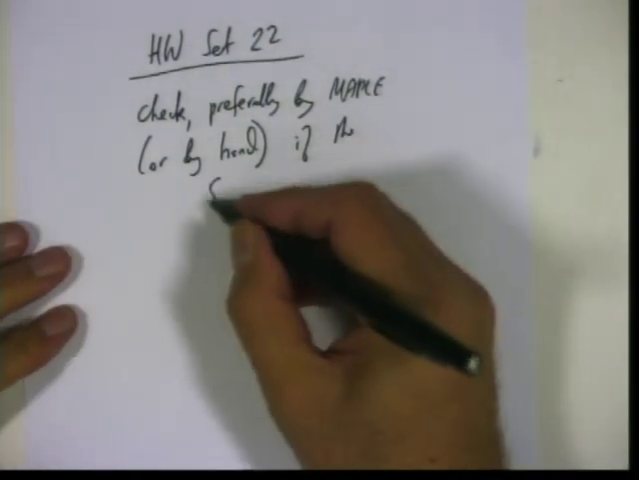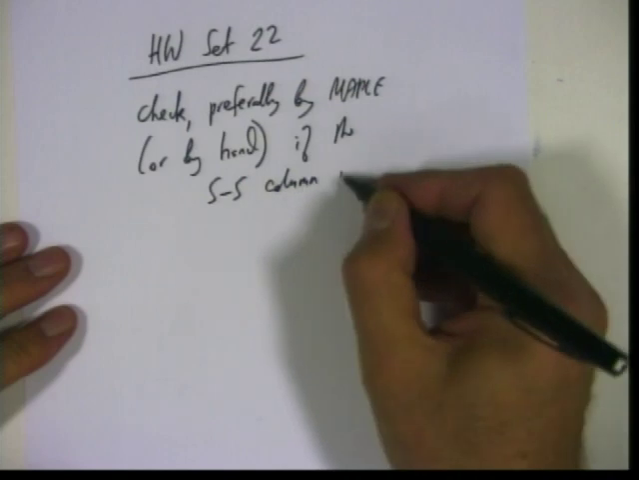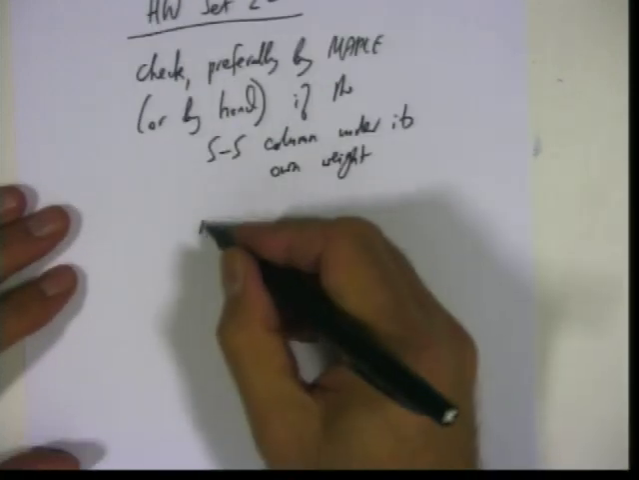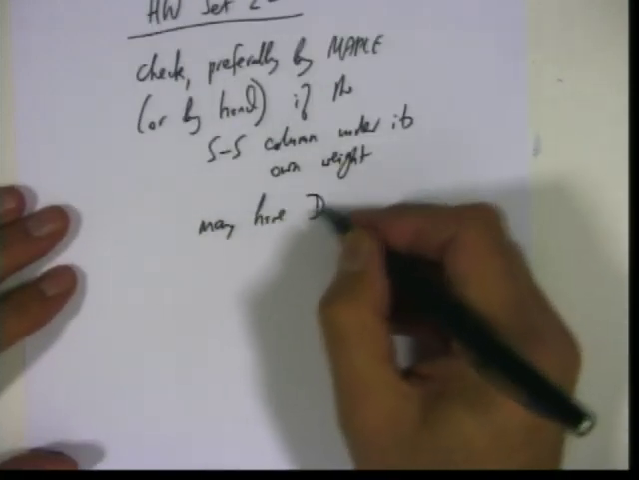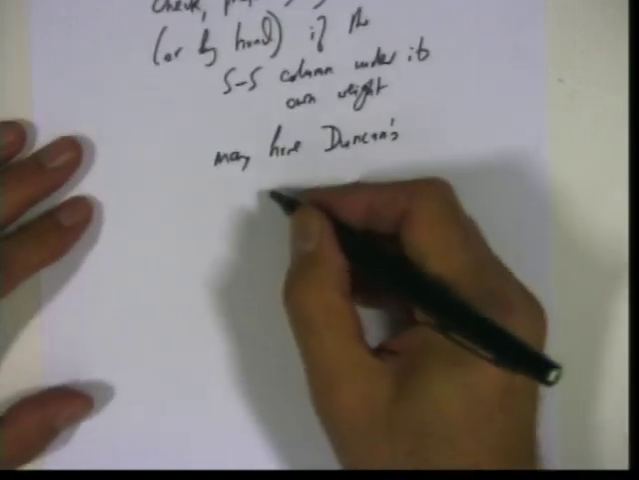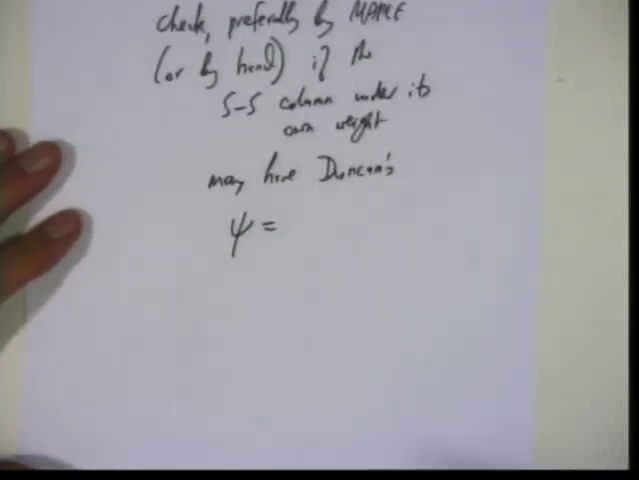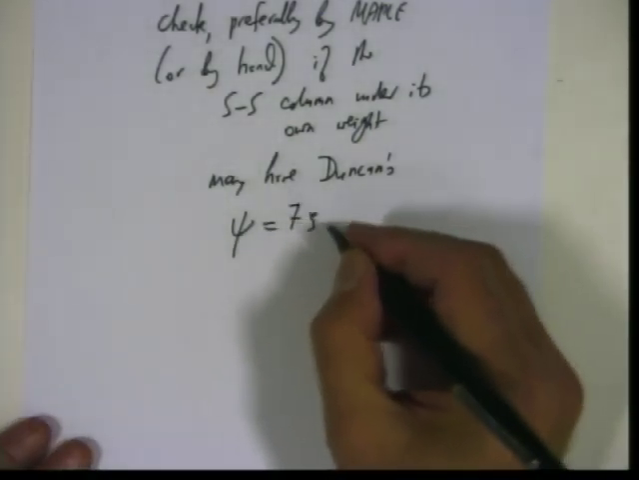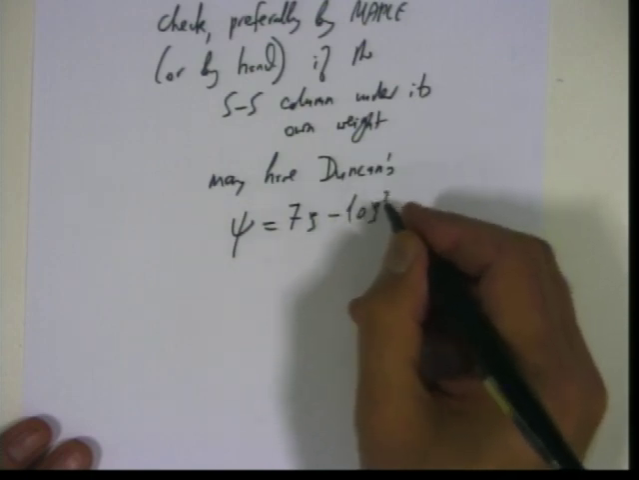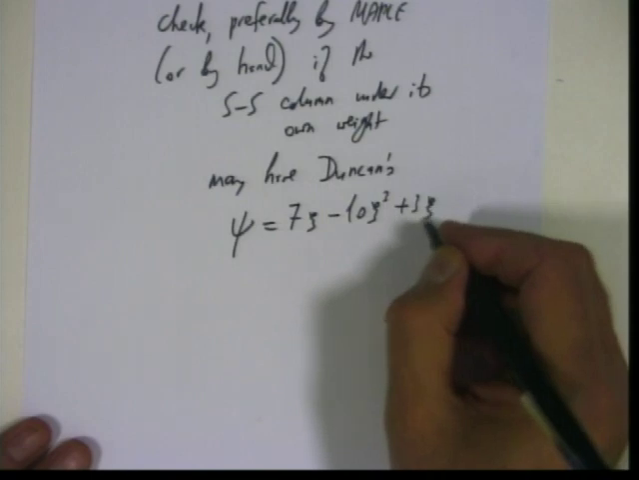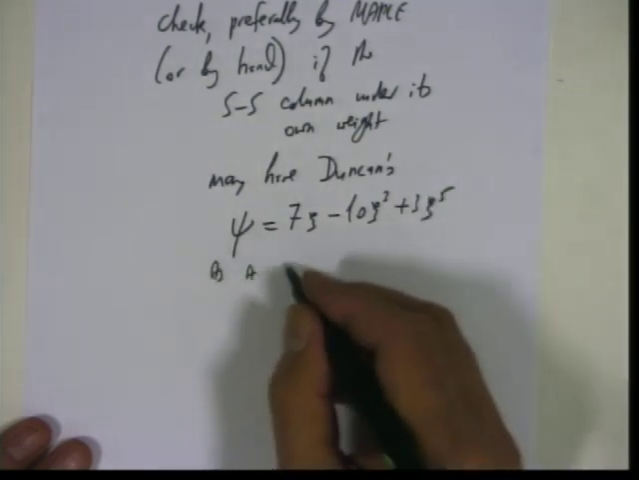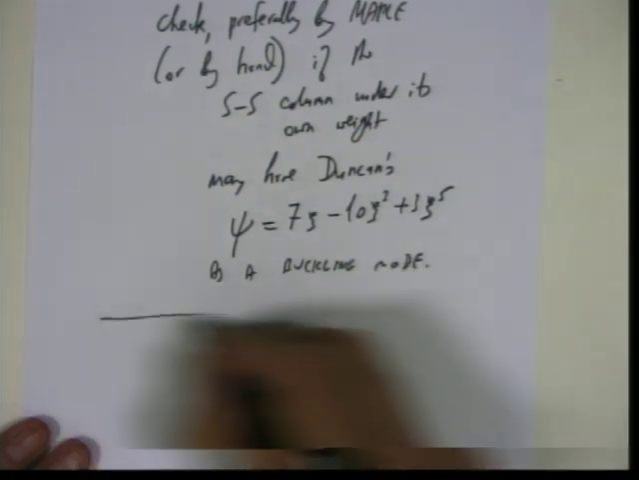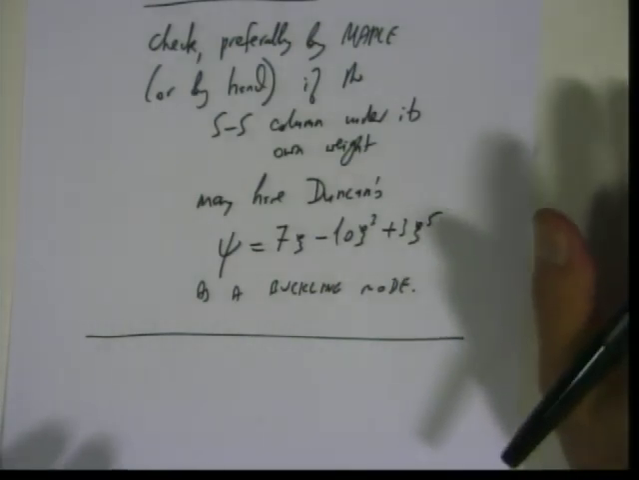If the simply supported column under its own weight may have Duncan's psi equals 7 Xi minus 10 Xi cubed plus 3 Xi to the fifth power as a buckling mode. Only one problem I'm assigning.